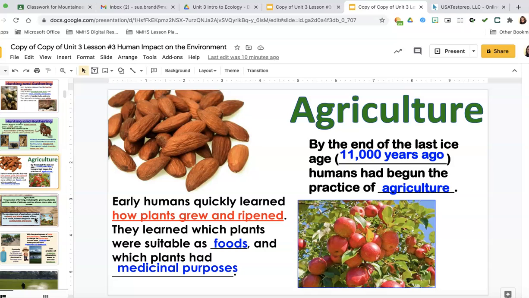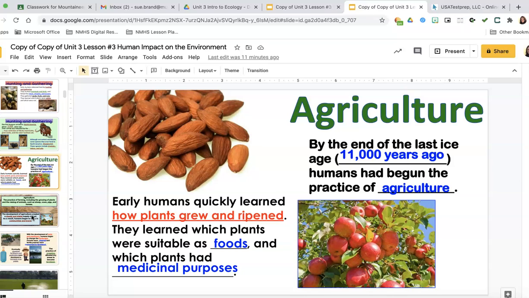So in terms of agriculture, by the end of the last ice age, 11,000 years ago, humans had begun the practice of agriculture. So early humans quickly learned how plants grew and ripened. They learned which plants were suitable as foods and which plants had medicinal purposes. So the word medicinal means applicable to medicine. So some plants you can use for medical purposes.